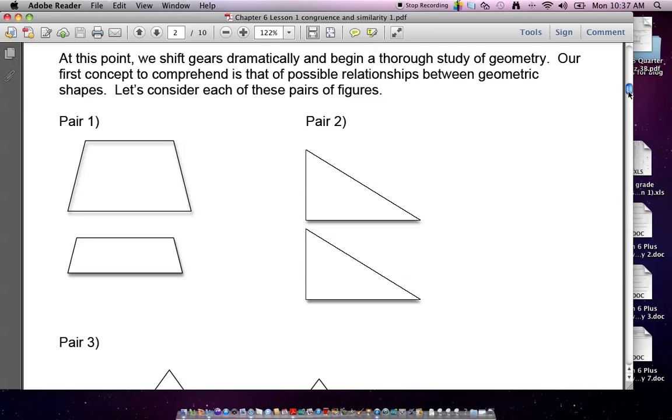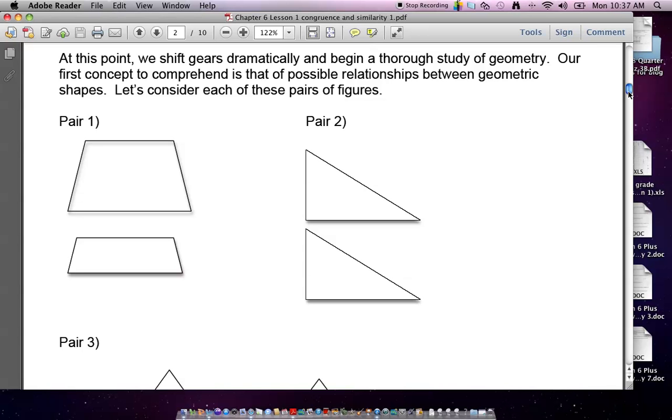At this point, we shift gears dramatically and we begin a most thorough study of geometry. The first thing that we have to do is understand relationships between shapes. Now, there are two types of relationships that shapes can have.